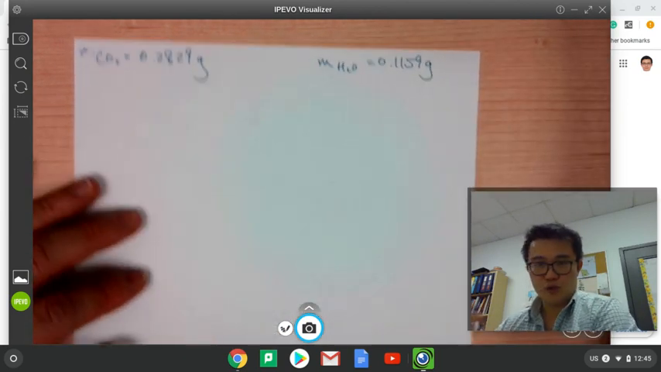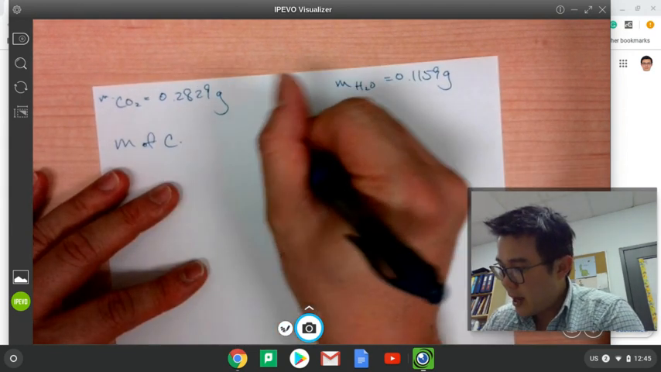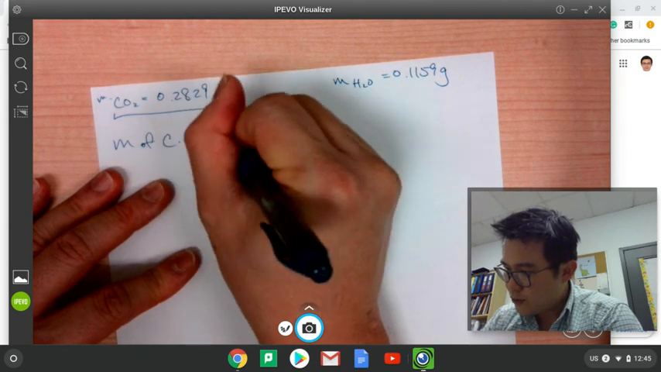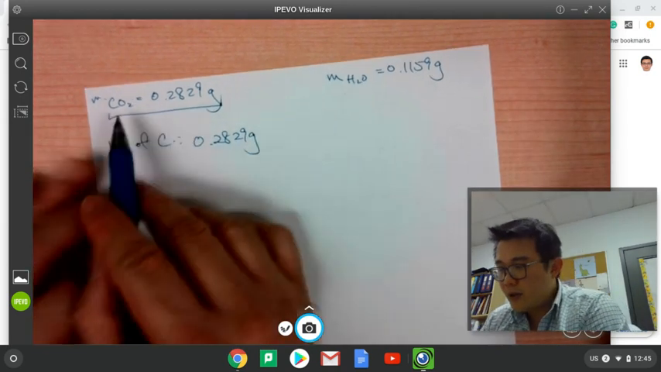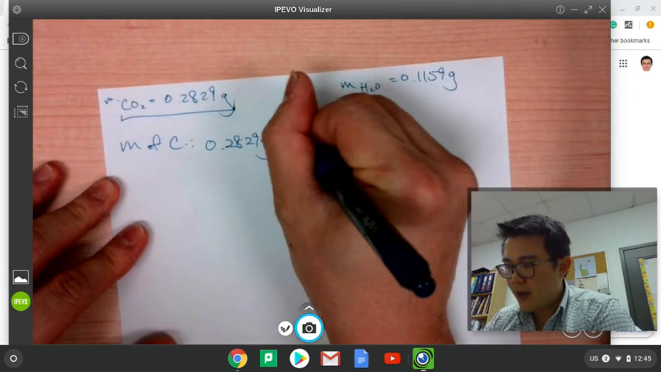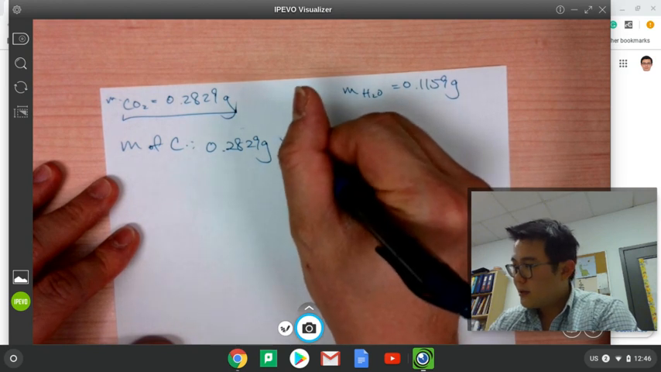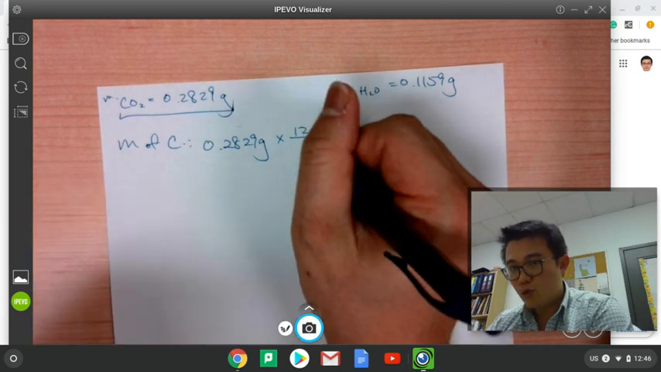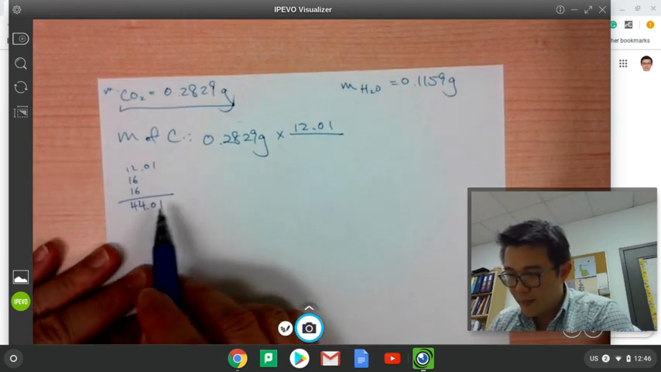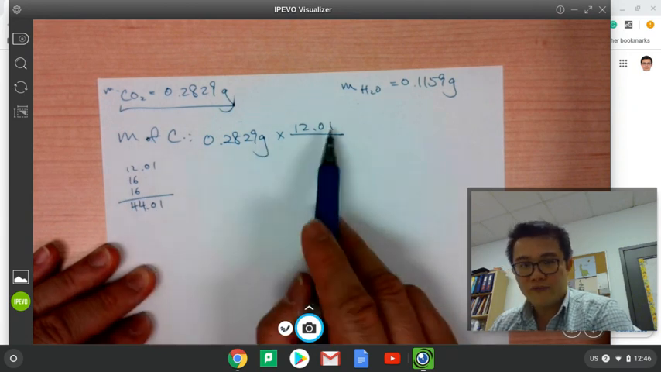So we need to find the mass of this carbon and mass of hydrogen from this compound, right? So what we're going to do is this. Mass of carbon from the CO2. Keep in mind, the mass of CO2 is 0.2829, right? Now, if you remember, oxygen is about 16 each, carbon is about 12.01. So the molar mass of this whole entire molecule will be 12.01 plus 16 plus 16, that goes up to 44.01, right? That's the entire molar mass of CO2.